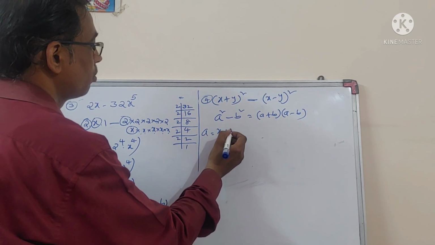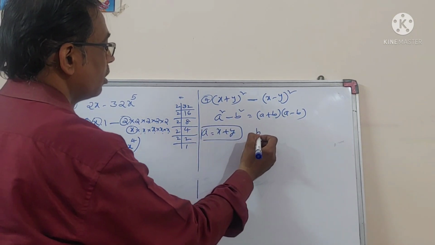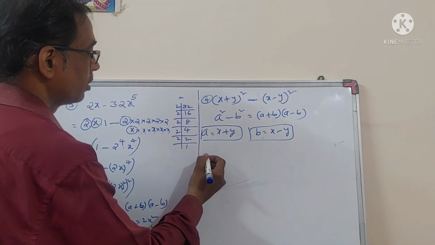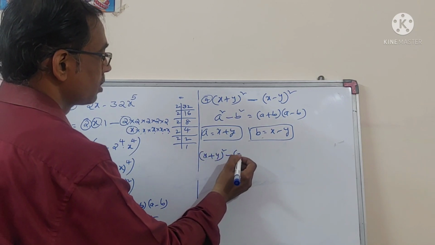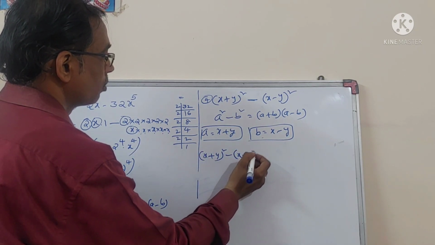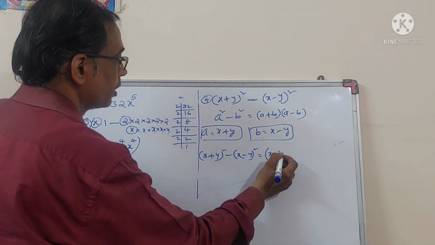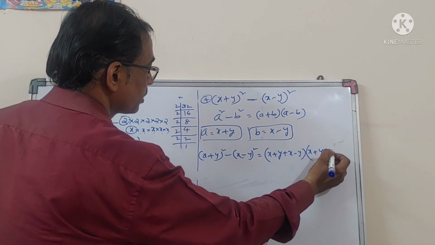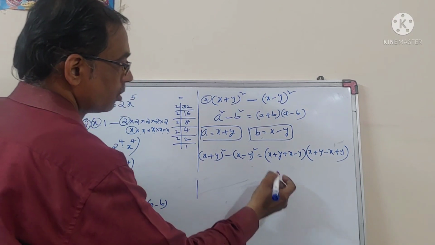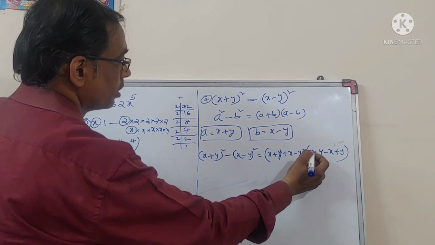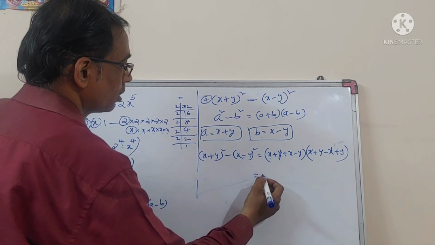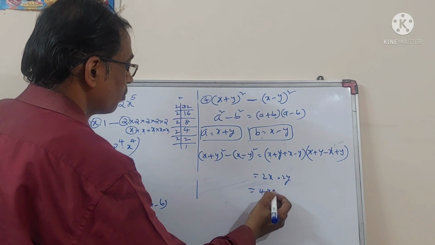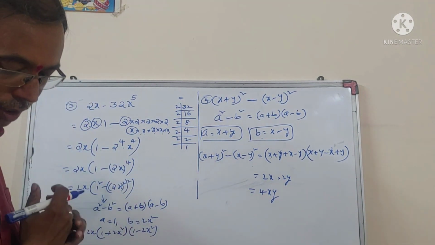Here a is equal to x plus y, a combination of x and y, and b is x minus y, also a combination of x and y. Now we can write (x plus y) whole square minus (x minus y) whole square as (x plus y plus x minus y) into (x plus y minus x plus y). Here we can cancel plus y and minus y, and x and minus x. So we get 2x into 2y. So the final answer is 4xy, 4 into x into y.